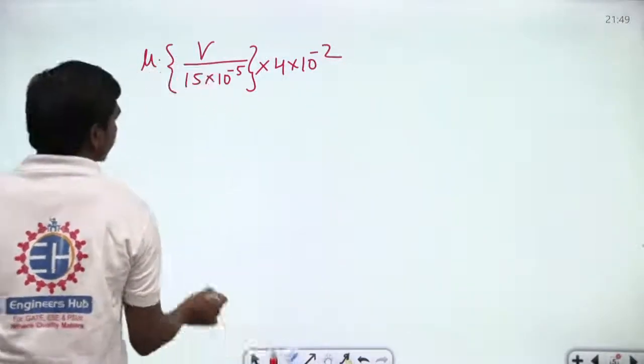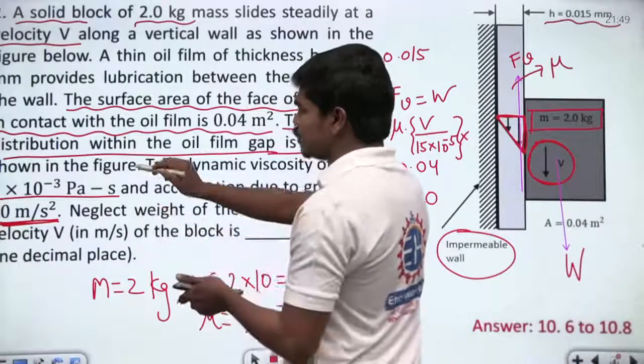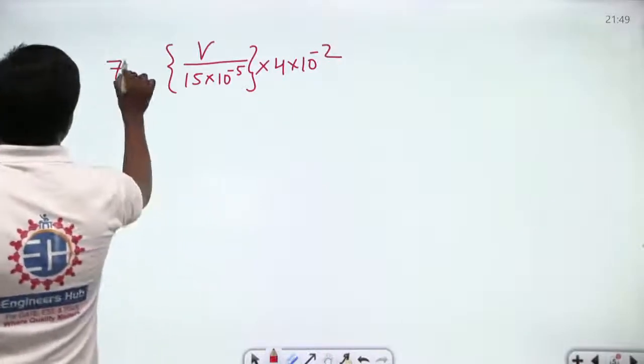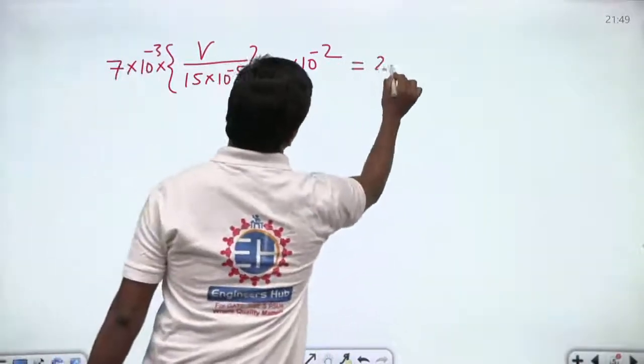And what is the value of dynamic viscosity? Let us substitute this. The dynamic viscosity value is given as 7 into 10 to the power minus 3 Pascal seconds. Okay, these are SI units. So this should be equal to the weight of the block, which is 20.